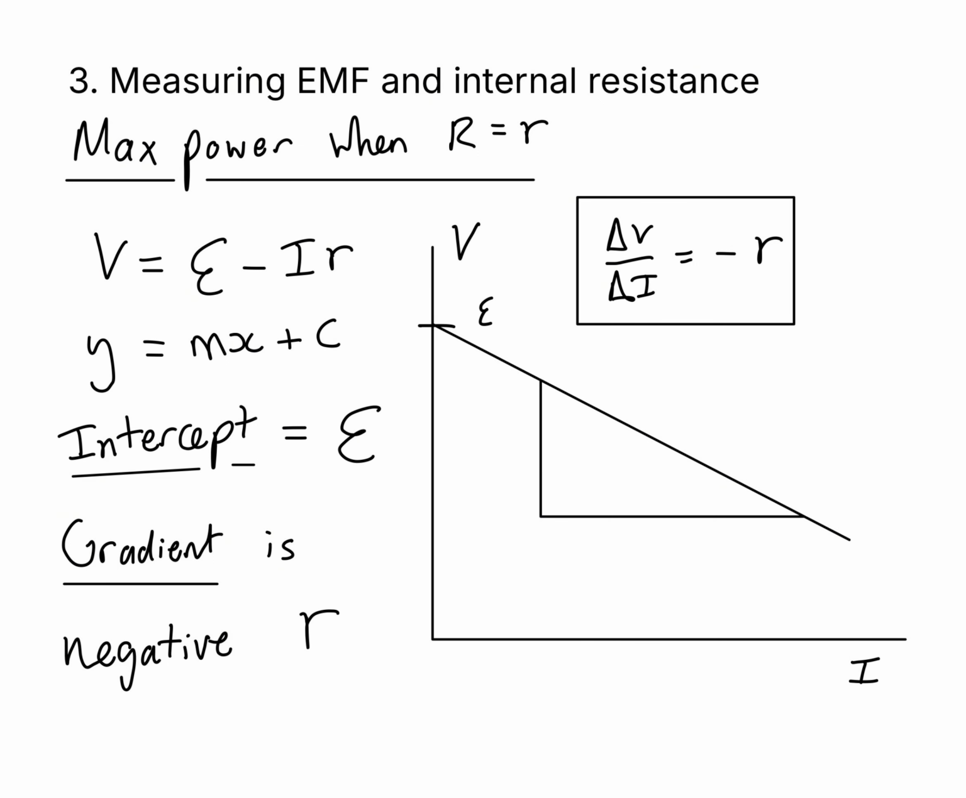Second, how do we actually measure epsilon and little r? Take our equation, V equals epsilon minus I little r, and compare it to y equals mx plus c. If you plot the potential difference V on the y-axis against the current I on the x-axis, you get a straight line whose y-intercept is the EMF, and whose gradient is minus the internal resistance. That's a classic required practical graph. Make sure you know how to interpret it.